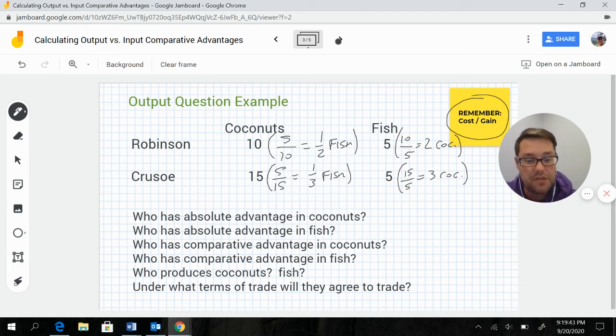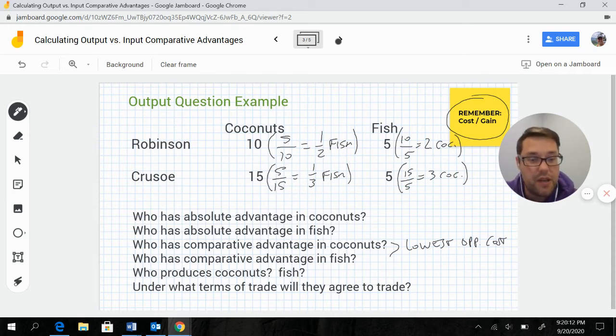So there's not always somebody who's better at something than somebody else. So comparative advantage, and remember, comparative advantage, you want the lowest opportunity cost. So we're going to look at coconuts first. Who has the lowest opportunity cost? 1/3 is going to be less than 1/2, right? So Crusoe is going to specialize in coconuts.